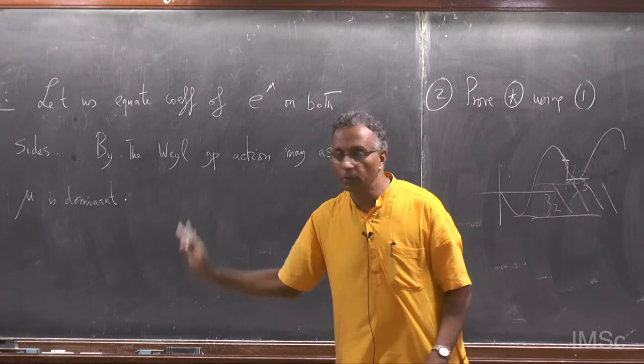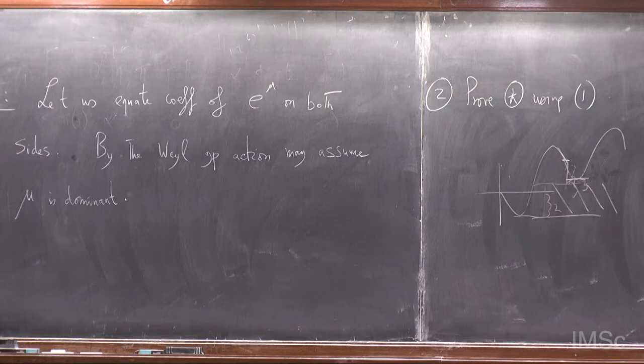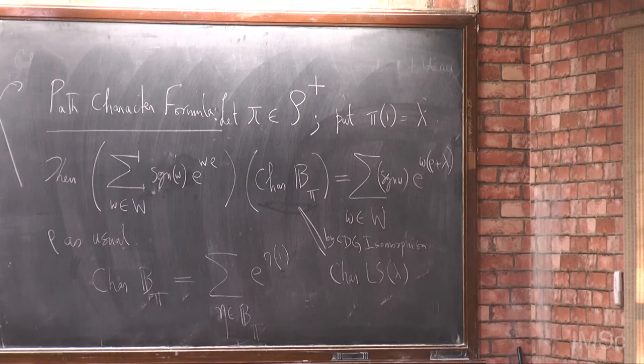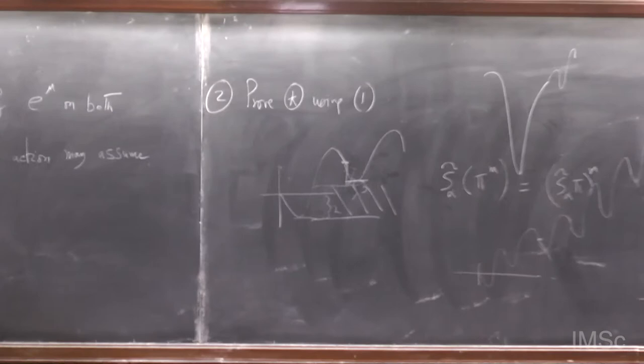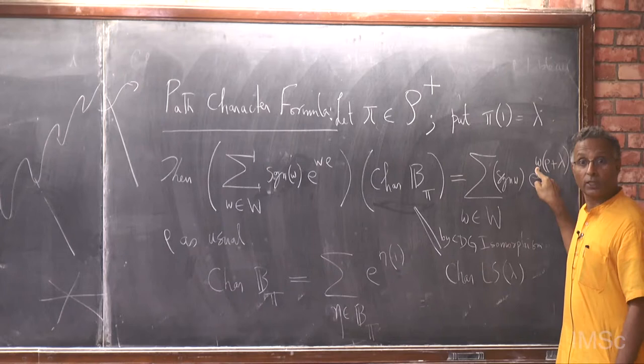Okay, so let us now do the easy case. So what is dominant here? Suppose mu is dominant. So when will I get, for a dominant mu, a contribution on the right? The only case when this is dominant is when W is identity.